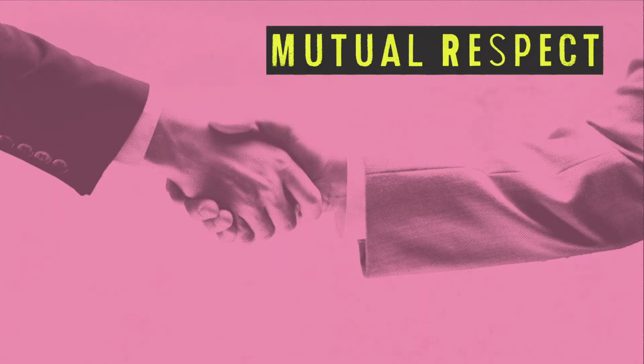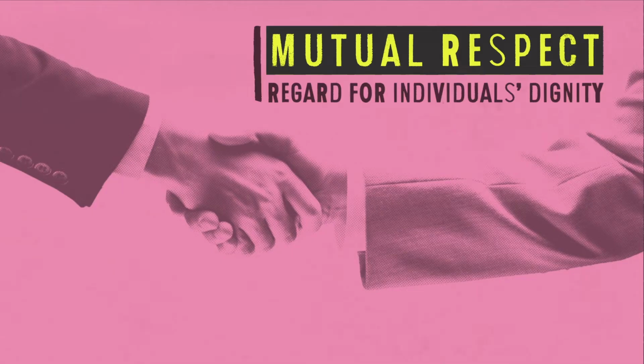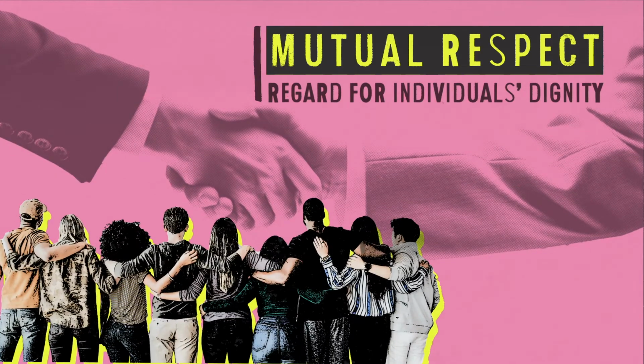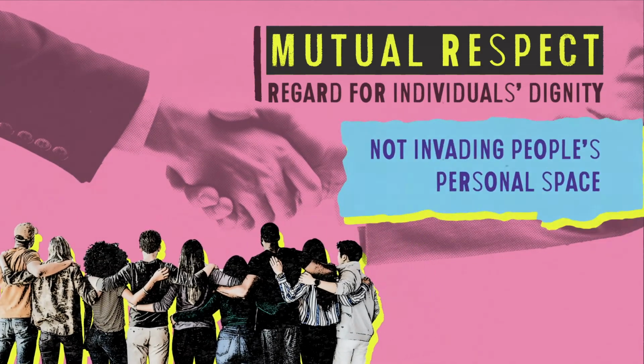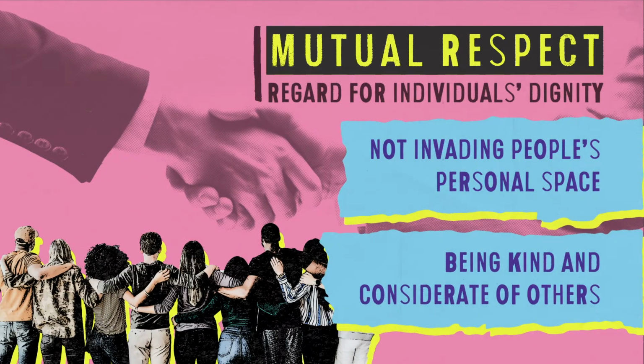Everybody wants to be treated with respect. That's the fundamental idea underpinning the third value, mutual respect. This means having a proper regard for individuals' dignity, which is then reciprocated. In other words, all parties give respect to each other. Examples of mutual respect include not invading people's personal space and being kind and considerate of others.